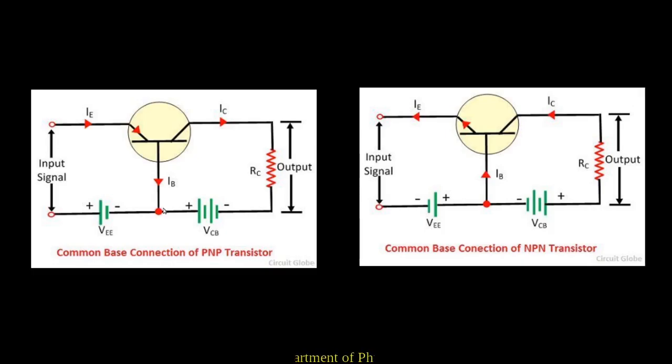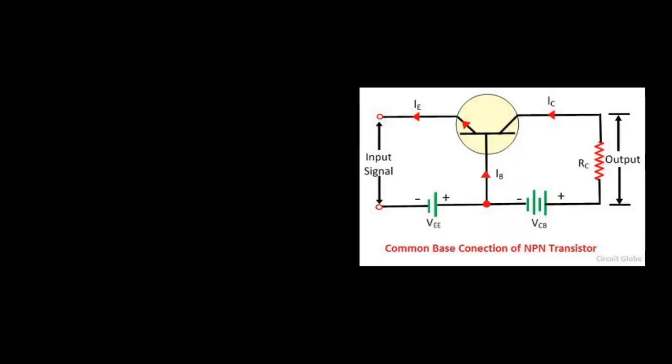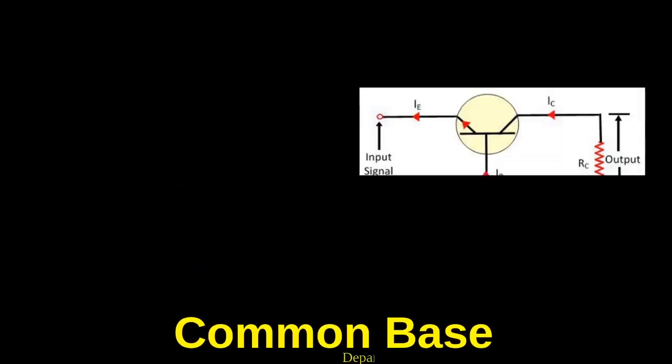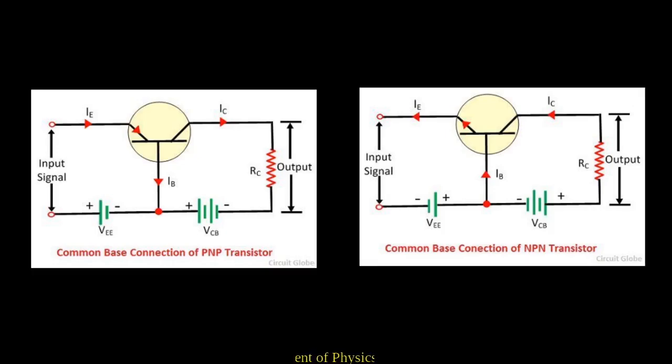So we can study the current amplification factor of the circuit. The ratio of output current to input current is known as the current amplification factor. In the common base configuration, the collector current is known as current amplification factor.